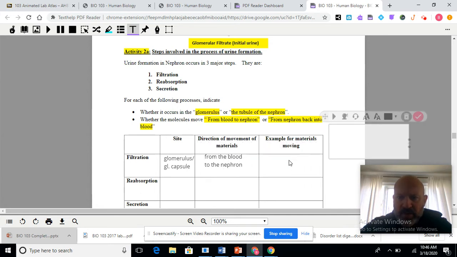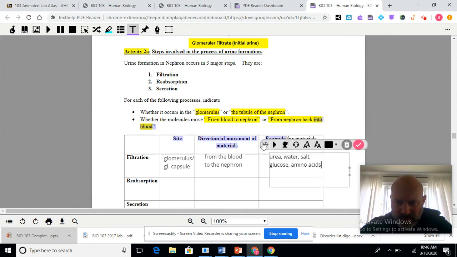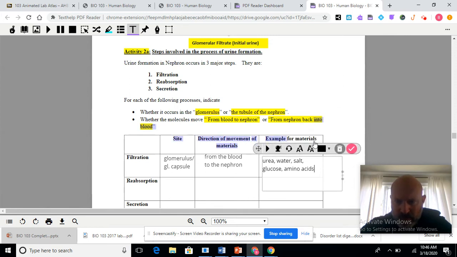And what is an example of things that are moving? Well, let's see: urea, water, salt, glucose, amino acids, just to name a few, right? All right.